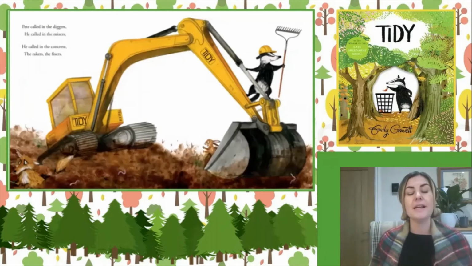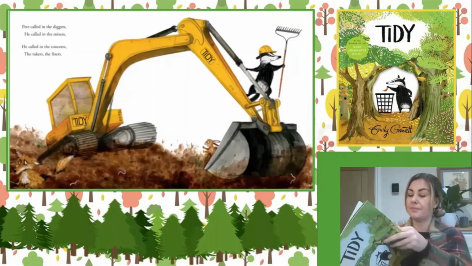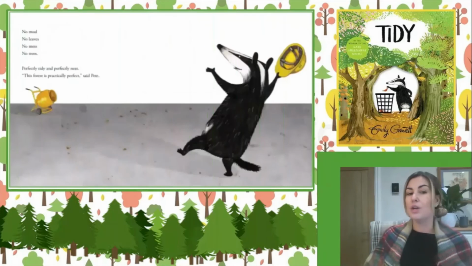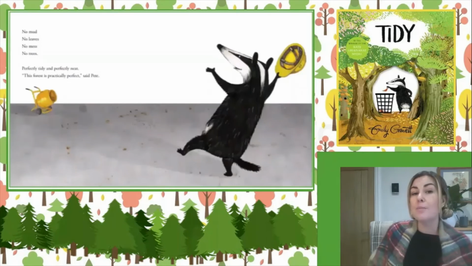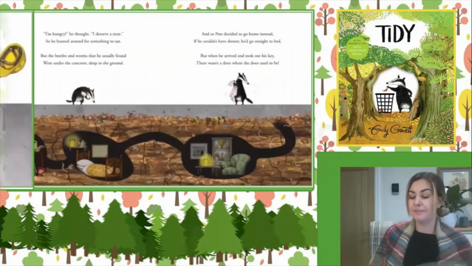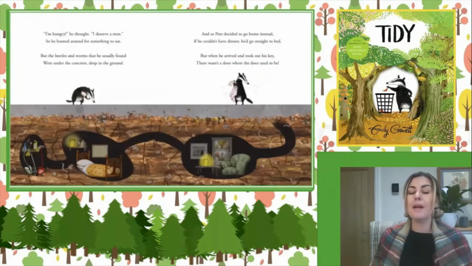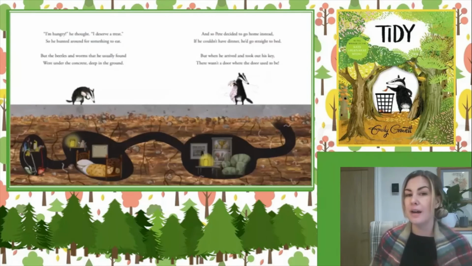Pete called in the diggers, he called in the mixers, he called in the concrete, the rakers, the fixers. No mud, no leaves, no mess, no trees. Perfectly tidy and perfectly neat. This forest is practically perfect, said Pete. Oh, I'm hungry, he thought. I deserve a treat. So he hunted around for something to eat. But the beetles and worms that he usually found were under the concrete deep in the ground. And so Pete decided to go home instead.